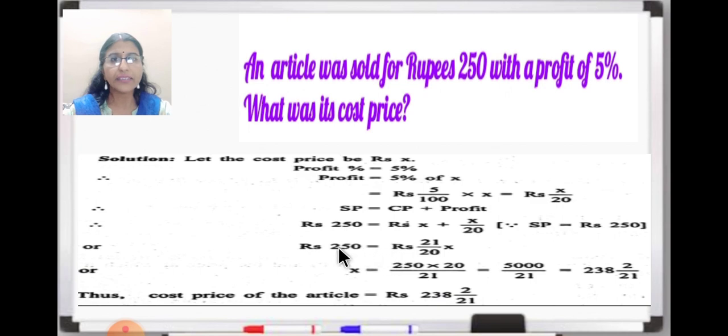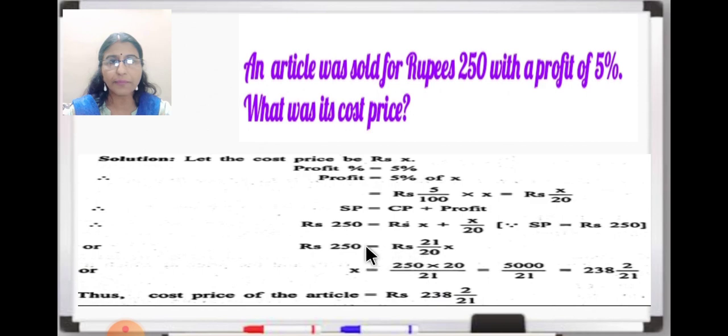You are going to write this, rupees 250 is equal to, now this we will solve. Here 1 is in the denominator, so the LCM will be 20 in the denominator. Then cross multiplication: 20 into X is 20X plus X, that is 21X upon 20. So we will get rupees 250 is equal to rupees 21 upon 20 X. Now we have to find the value of X. So X we will bring here, and then what we'll do?